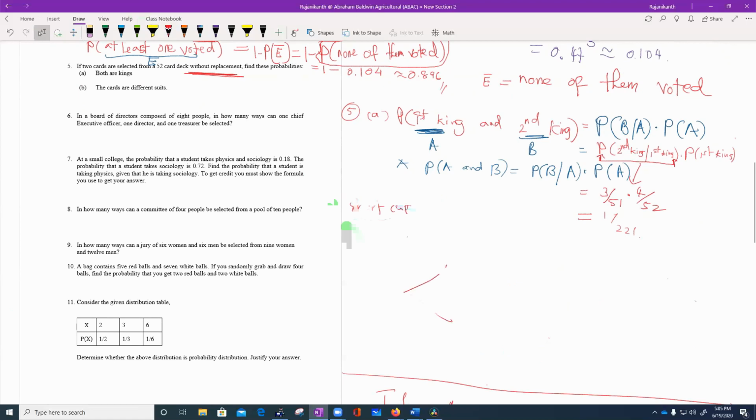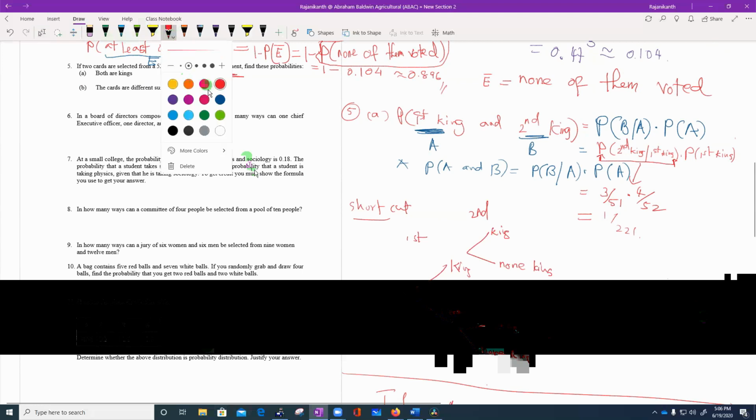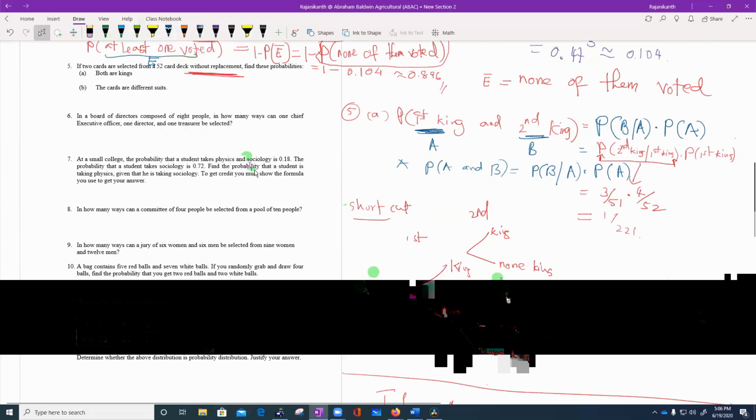Draw the tree diagram. This is for the first card. This is for the second card, right? I'm looking for a king the first time, but the remaining are all going to be non-king. And here, the second time also I'm looking for a king. So this is non-king. And again king, okay? So you could use this kind of tree diagram to do the problem.